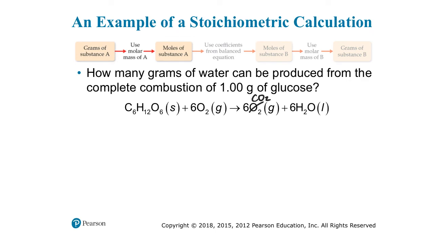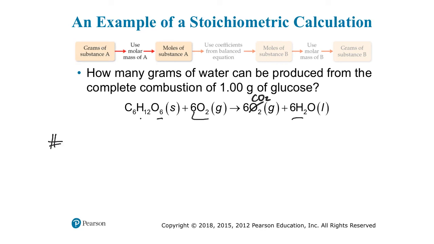So 6 carbons on both sides, 12 hydrogens on both sides, and then 6 plus 12, should be 18. So we get 12 here, plus the 6 here, for 18 oxygens on both sides.